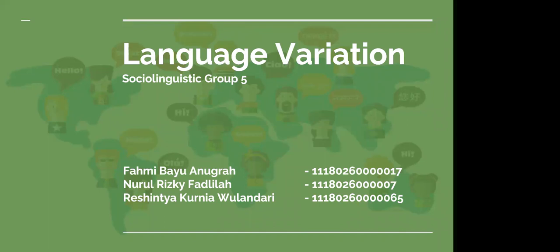We are from Sociolinguistic Group 5, and we want to present our material about language variation. Our group consists of Fahmi, Bayu, Anugrah, Reshintya, Kurnia, Wulandari, and me, Nurul, Rizky, Fadlilah. All right, let's go to the next slide.